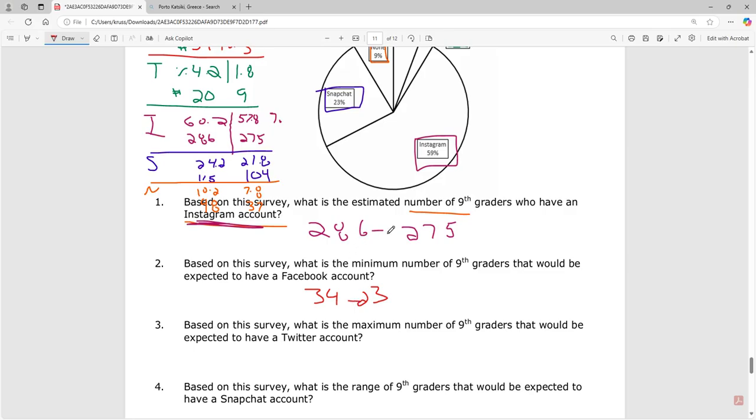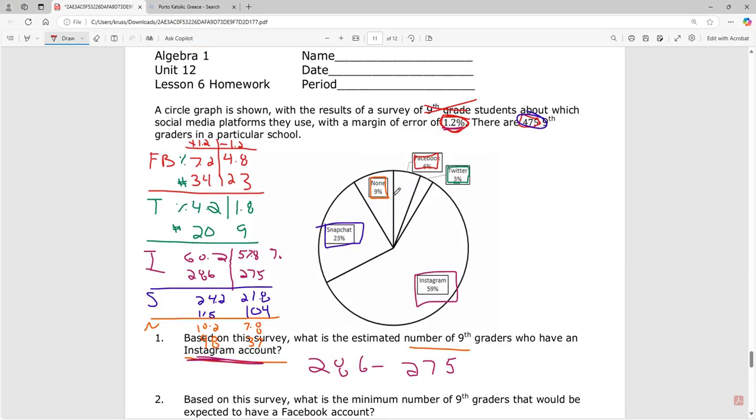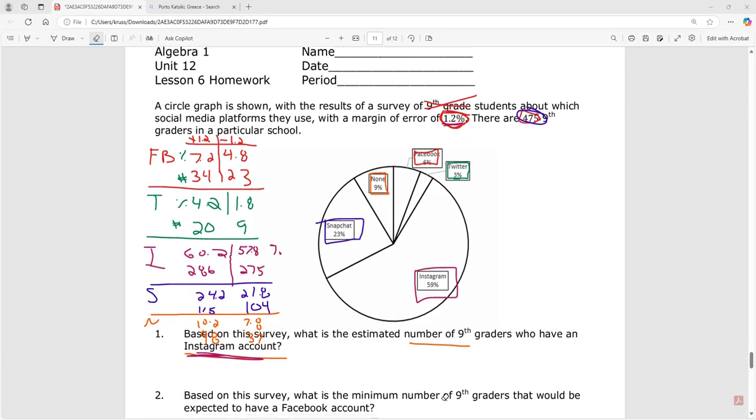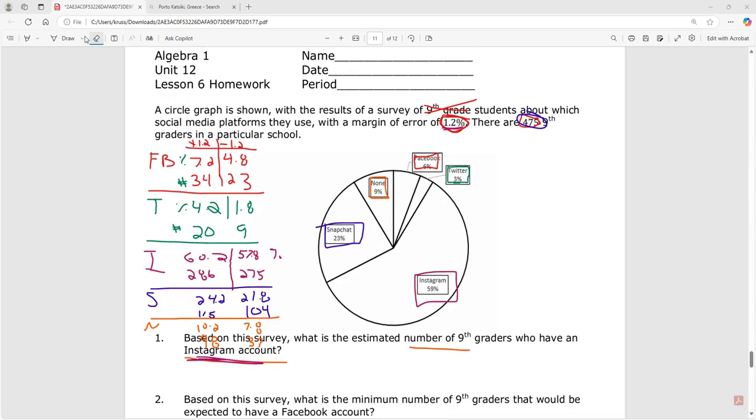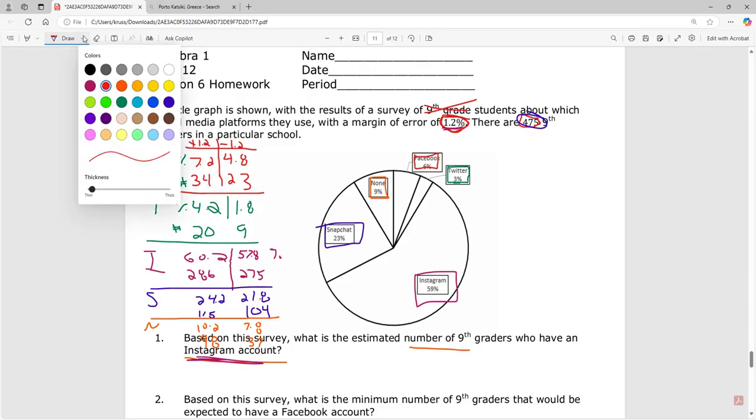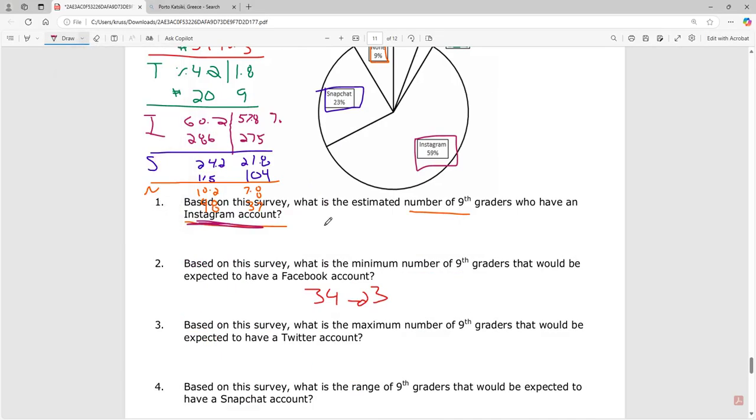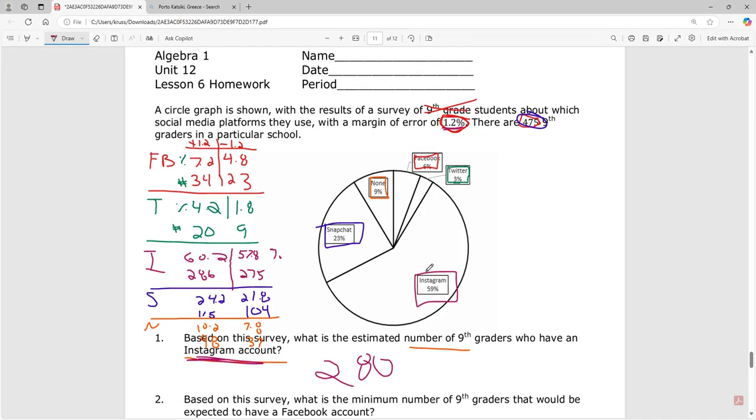So actually, these are asking for the range. These aren't asking for the range. This is for the expected number. So for the expected number, let me delete this stuff. I'm reading it more closely. For the expected number, it's going to be the average, right? The exact average. So Instagram is 0.59 times 475. And that was about 280. 280.25 to be more precise, but you can't have 0.25 parts of a student. So 280 is in an ideal world where we didn't have this variation, this margin of error.